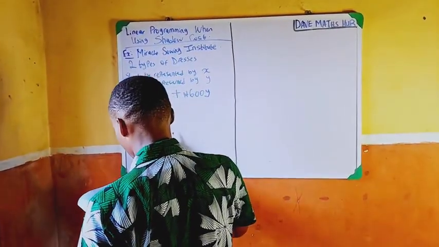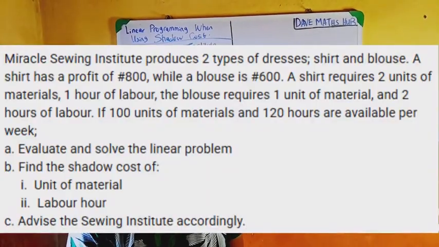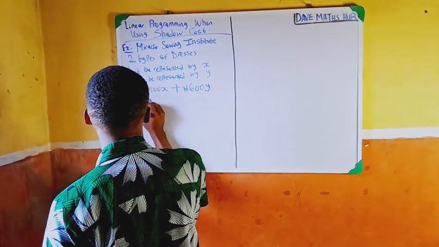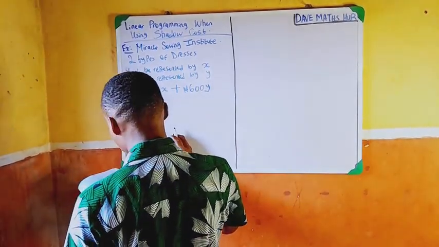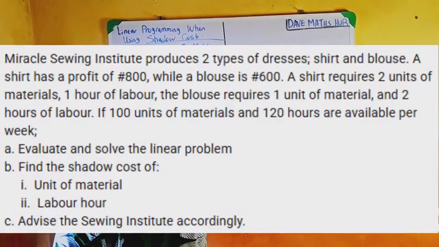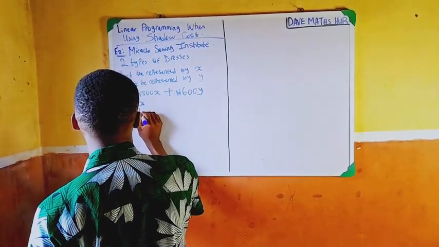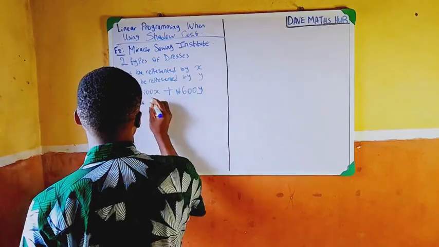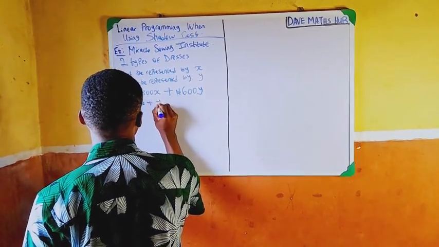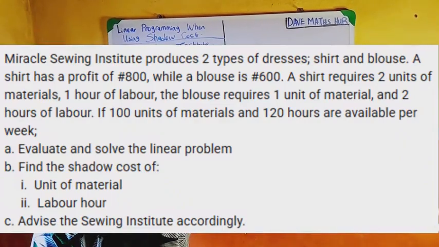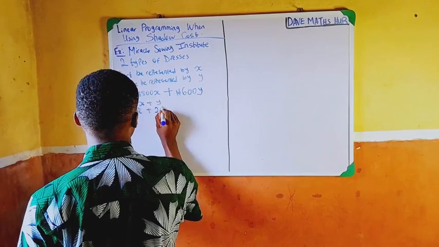So it says a shirt requires 2 units of materials. So since shirt is represented by X, we write 2X for the 2 units of materials and 1 hour of labor. Still under X, we write X or you can say 1X. Now, the blouse requires 1 unit of material. Since this is the lane for material, put plus Y. Blouse is represented by Y and 2 hours of labor, plus 2Y.